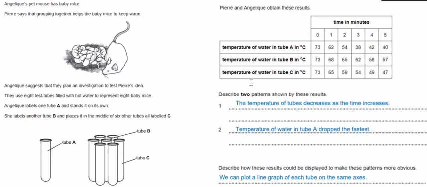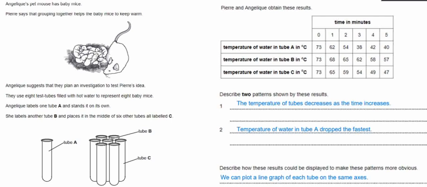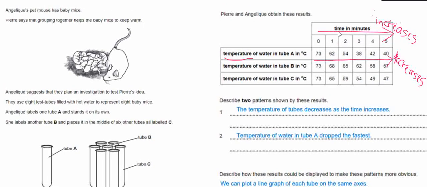Here we go. So, two patterns you can see in here. Again, this is temperature versus time. We can see time from 0 to 1, 2, 3, 4, 5. This increases. As time increases, we see what happened to the temperature in A: it decreases. You can see the numbers for time increase and the temperature decreases.